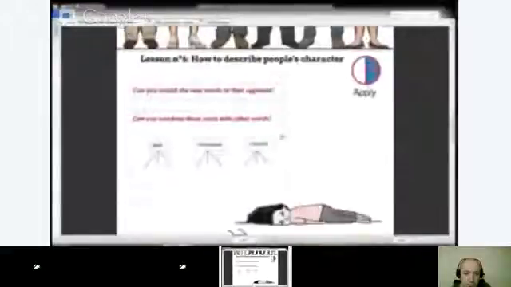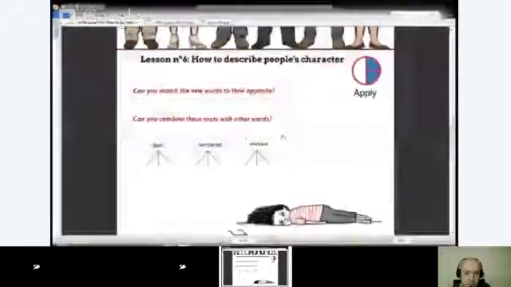Okay, we're on the 4th page of the PDF. Let me just quickly share my screen so you can see where we are. We're right here on the 4th page. Forget about the first question. We actually did that. But look at the second one. Can you combine these roots with other words? Some of these should be familiar to you. Others might be new. But let's take those roots, self-tempered and minded, and see if we can create good character descriptions using self-, tempered or minded.